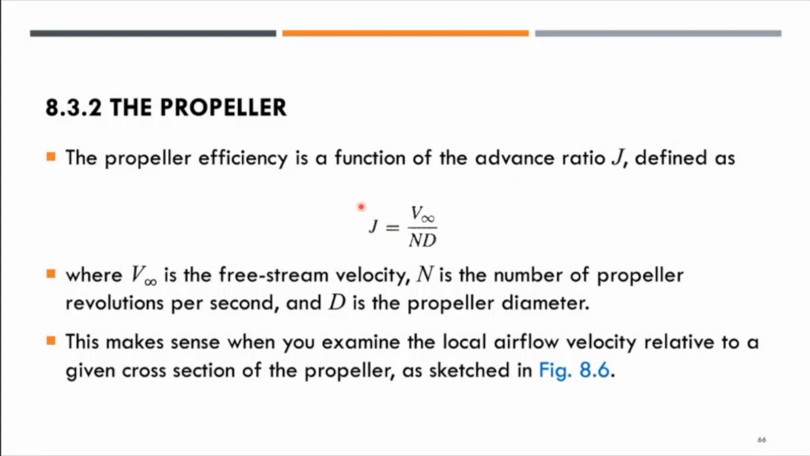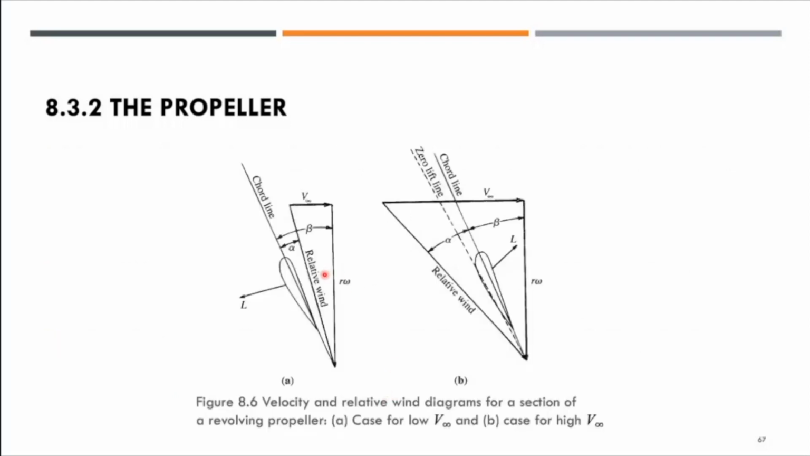We have an advance ratio, J, which is equal to the free stream velocity V infinity over N times D, where N is the number of propeller revolutions per second and D is the propeller diameter. Alright? So this will make sense when you examine the local airflow velocity relative to the given cross-section of the propeller, as sketched in figure 8.6.